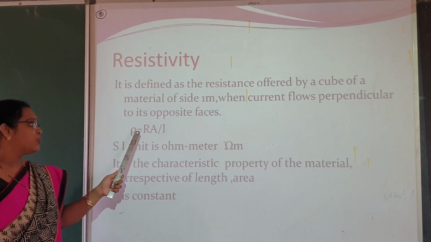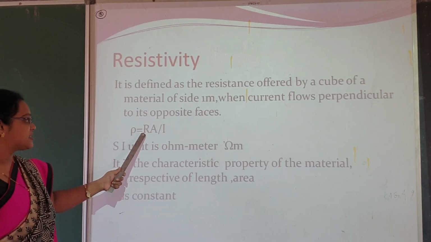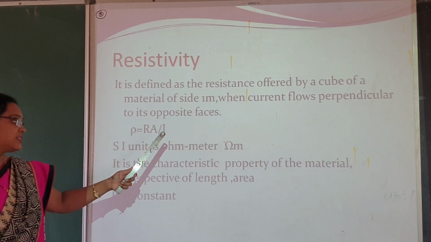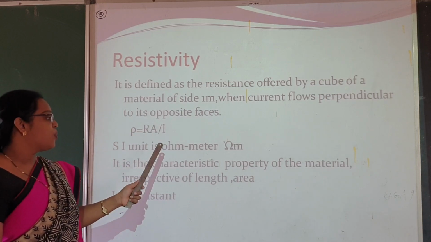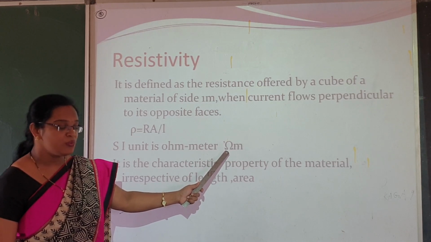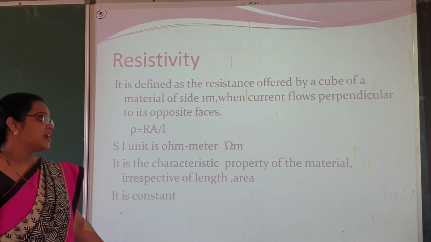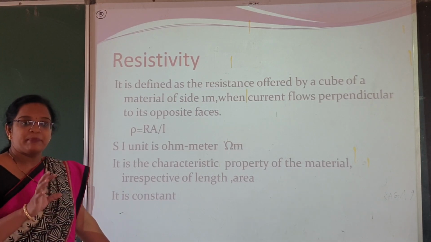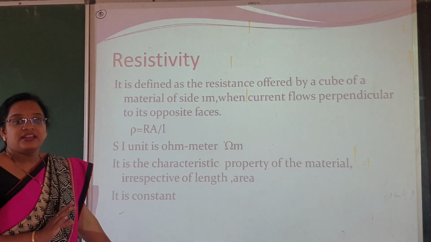Rho is equal to R into A divided by L, where L means length and A is the area of cross section. The SI unit of resistivity is ohm meter, the symbol being Ω m, for ohm and meter. And this resistivity is the characteristic property of the material. It is a material property irrespective of length and area.